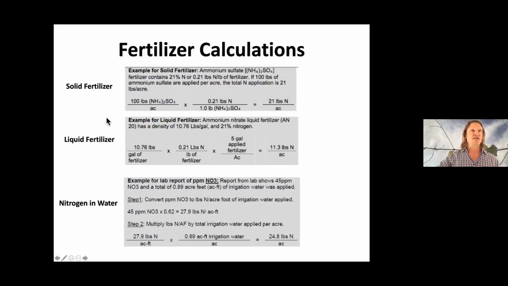For liquid fertilizers, if you're applying through foliar or through a drip system, it's a different equation. And then, of course, if you want to know how much nitrogen you're getting in irrigation water, you could use this equation down here. So snip, snap your photo, and we'll make this available for you.